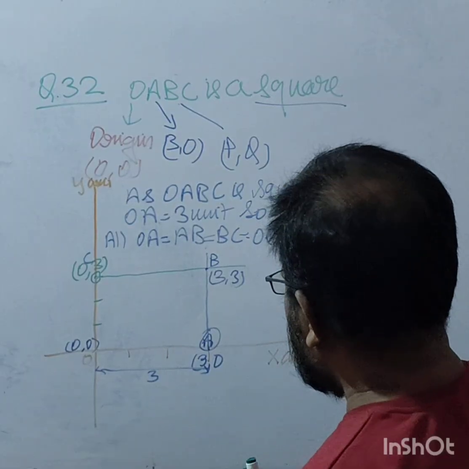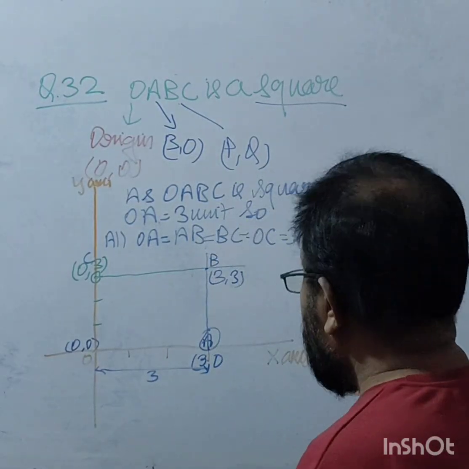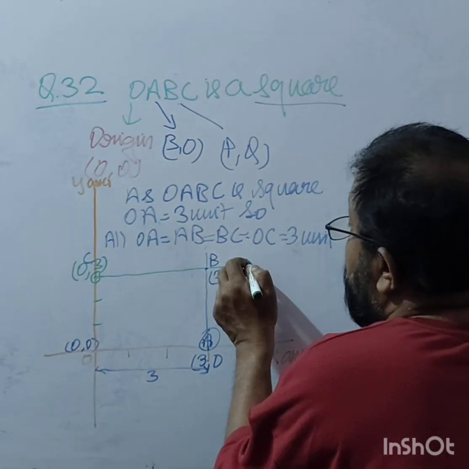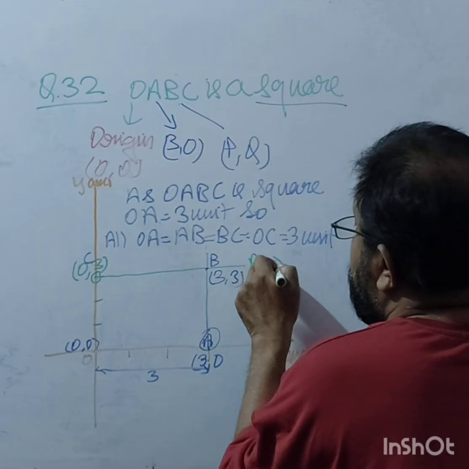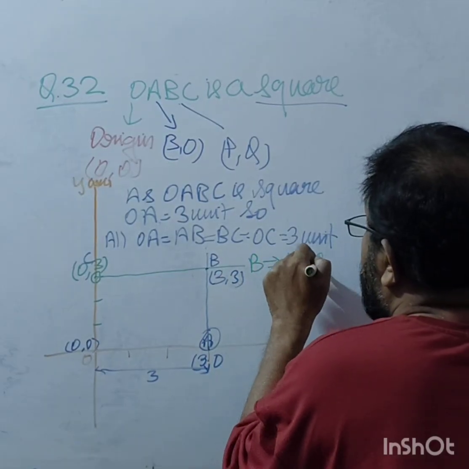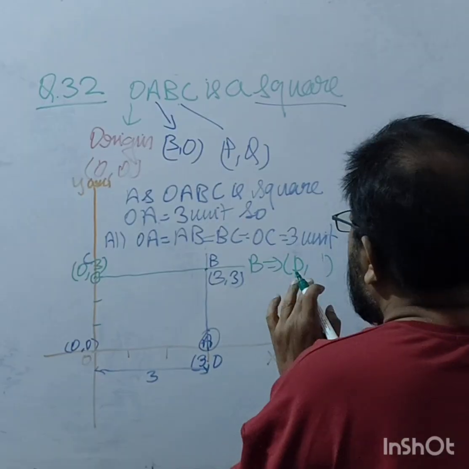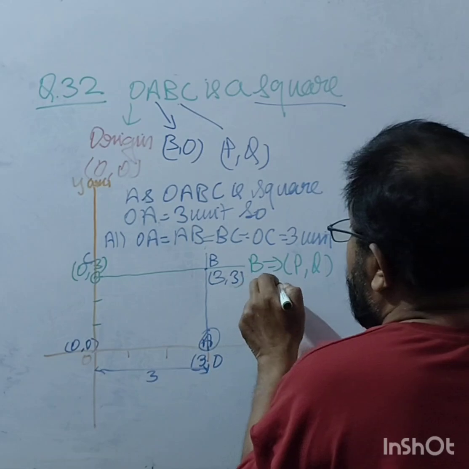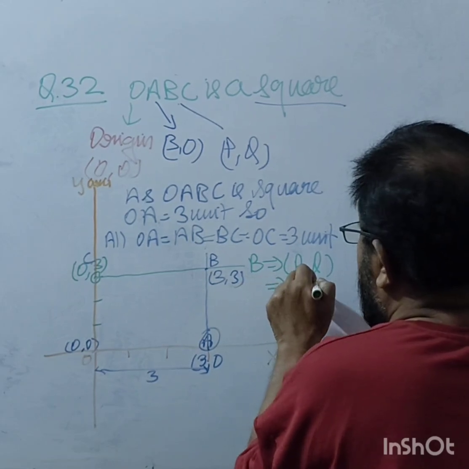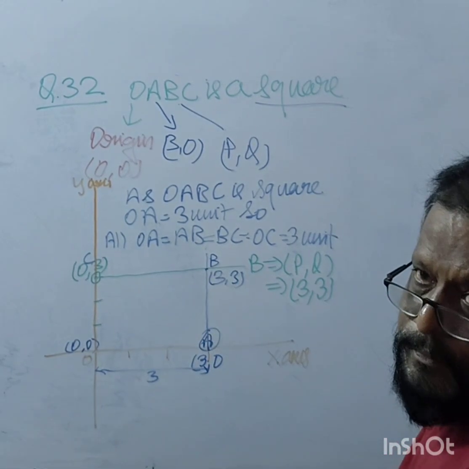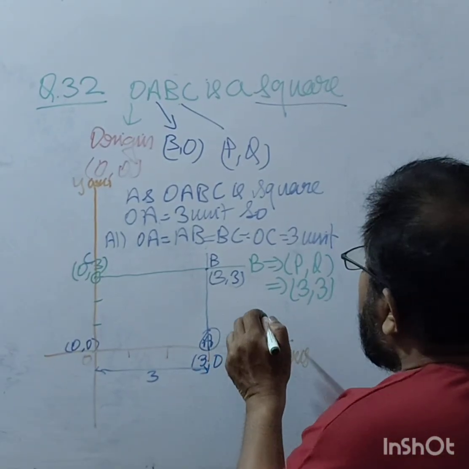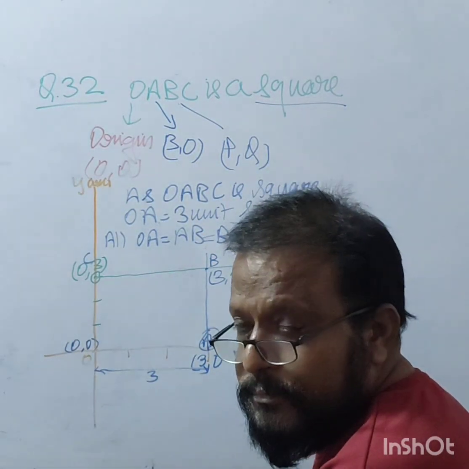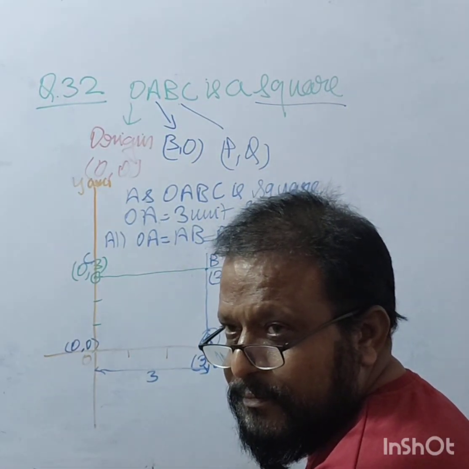So the value of P and Q: B has coordinates P comma Q, so its value is 3 comma 3, right? So P is 3 and Q is 3. Now what do you have to find? The equation of AB and BC.